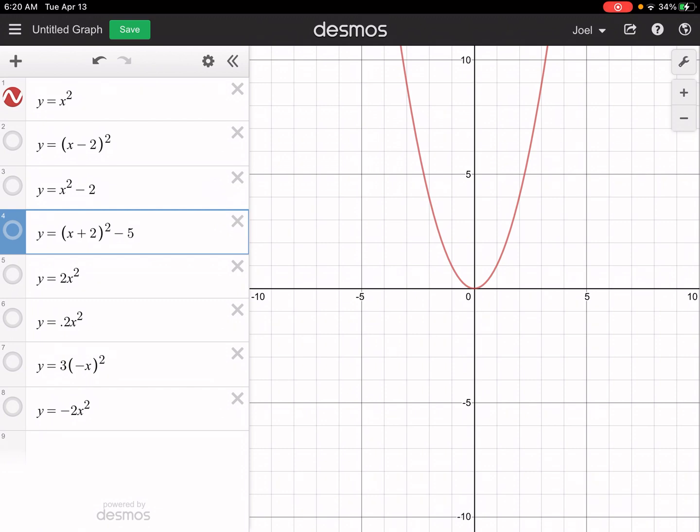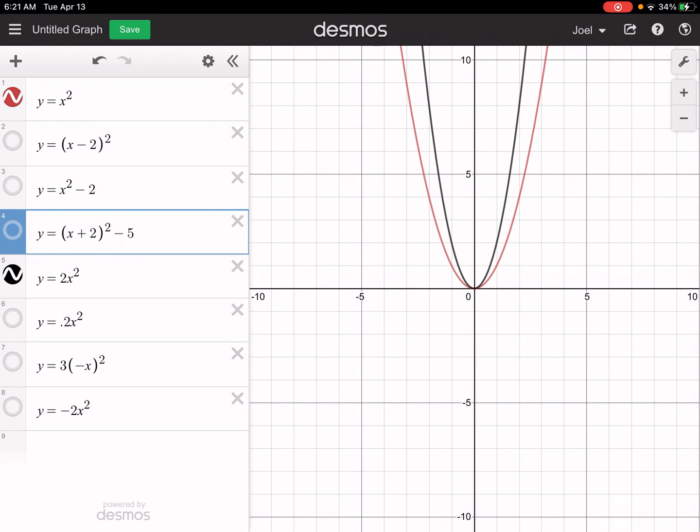So I want you to notice from the parent function, I'm keeping that red parent function there. Now I'm going to add a 2 in front of that. Okay, so if I put a 2 in front of that x squared term, notice what happens. The graph actually vertically, so this is happening outside the function because there's no parentheses, so it's happening outside. It's a vertical movement. So in the vertical direction, this graph is being stretched.